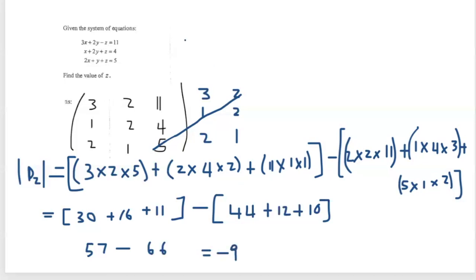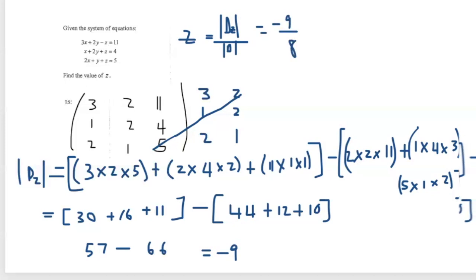So that means the value of z is equal to the determinant of z over the original determinant. So therefore, I will have -9 over 8. And that's it.